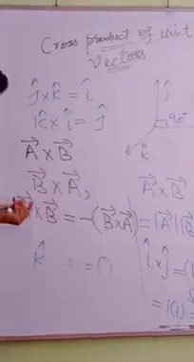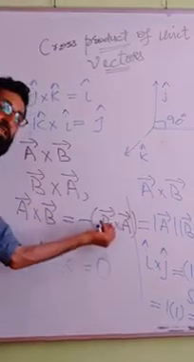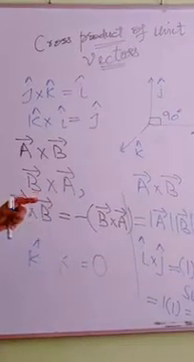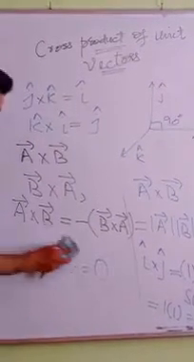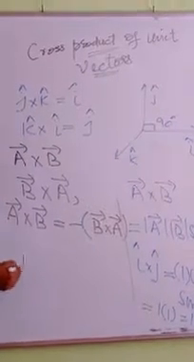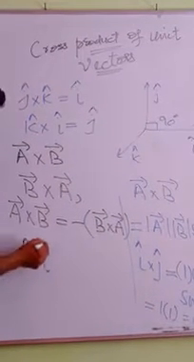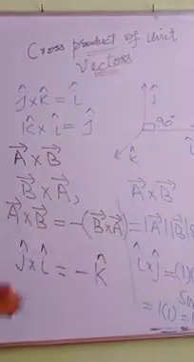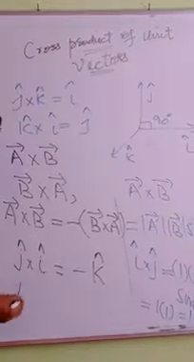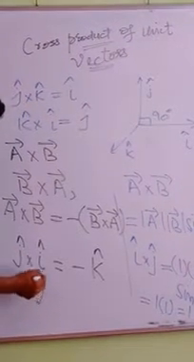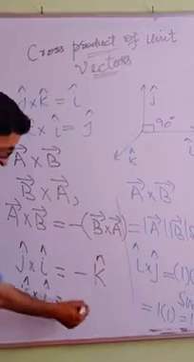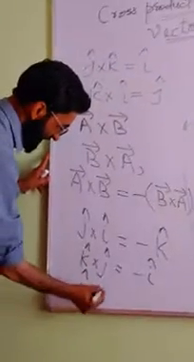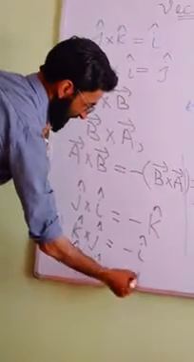That means A cross B and B cross A are opposite to each other. These are negatives of each other. Clear? So if we take now J cross I cap, it comes out to be minus K cap. Similarly, K cross J cap comes out to be minus I cap. And I cross K cap comes out to be minus J cap.